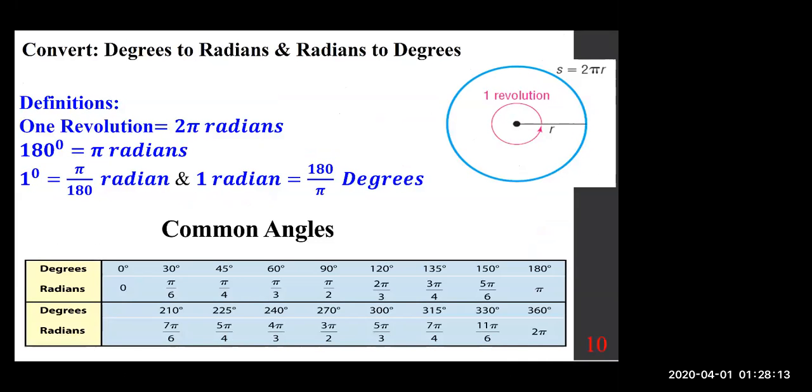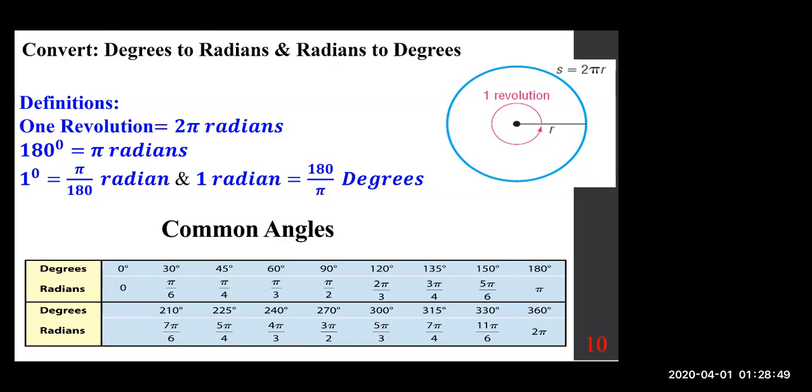All right, let's see how the conversion takes place. First, remember, 1 revolution is 2 pi radians, or 360 degrees. Half of the revolution is pi radians, or 180 degrees.